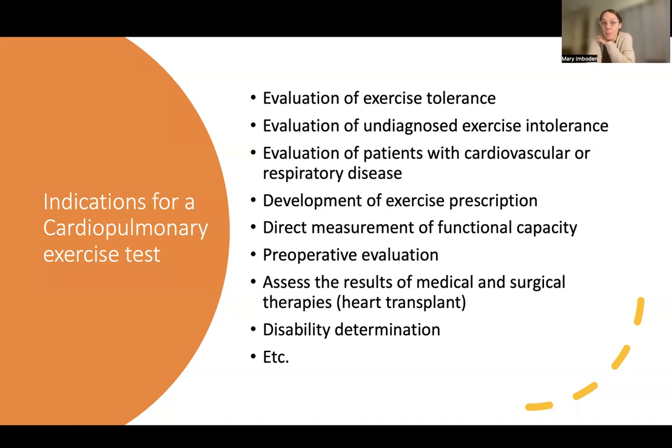So VO2 max, many different reasons. The last one there, disability determination. There's actually guidance that VO2 max under a certain level is eligibility criteria for receiving workers' compensation. So it shows up everywhere, really, and used in so many different ways and in so many different populations.